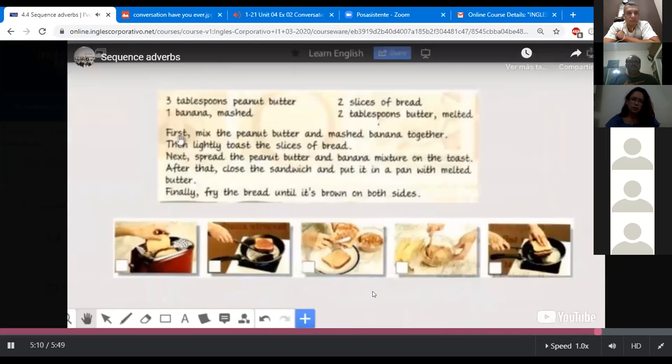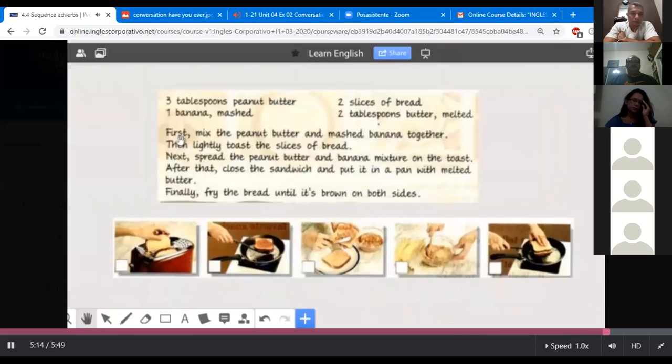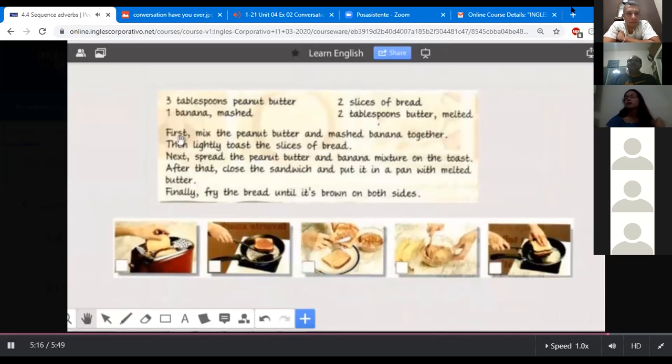Last thing that I would like for you to do is to think about your favorite food recipe. And I want you to write down all the ingredients that you're going to need. So for example, we have, in this case, 3 tablespoons peanut butter, 1 banana mashed, 2 slices of bread, 2 tablespoons butter, when we want that to be melted.